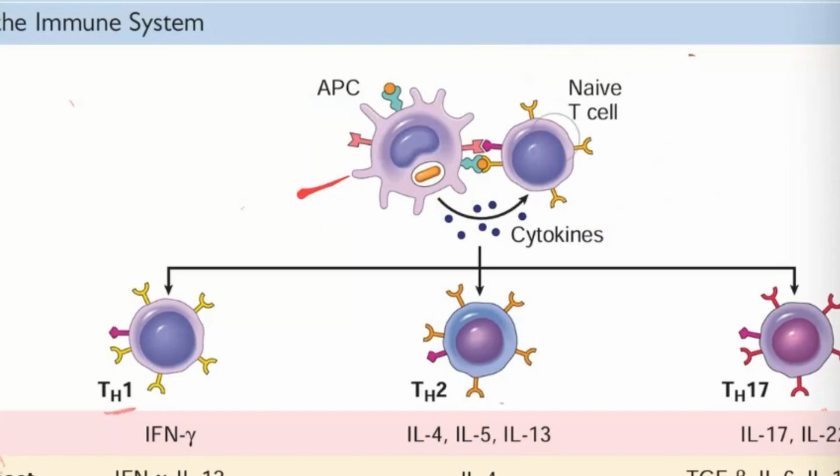Okay, you're going to get a question that will say this. Let's say this is the macrophage, an APC, and this is your naive T cell. The macrophage has brought the antigen to the naive T cell and has produced interleukin 12 to activate the naive T cell so that it can respond to the antigen the macrophage is presenting to it.